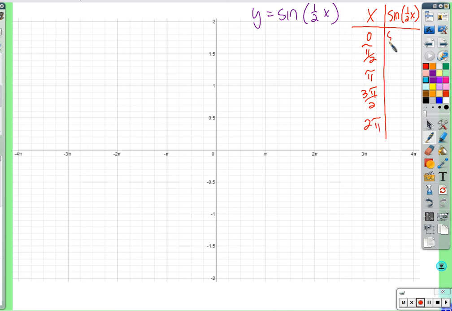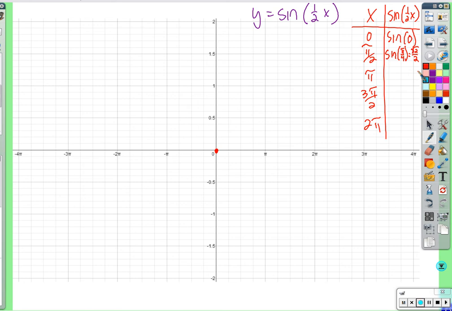Okay, so we put 0 in there, that's going to be the sine of 0. What's the sine of 0? 0, so that doesn't have any special happening there. Put in pi over 2, what do you get when you do 1/2 times pi over 2? Pi over 4. What's the sine of pi over 4? Pi over 4, that's going to be root 2 over 2, 0.71.